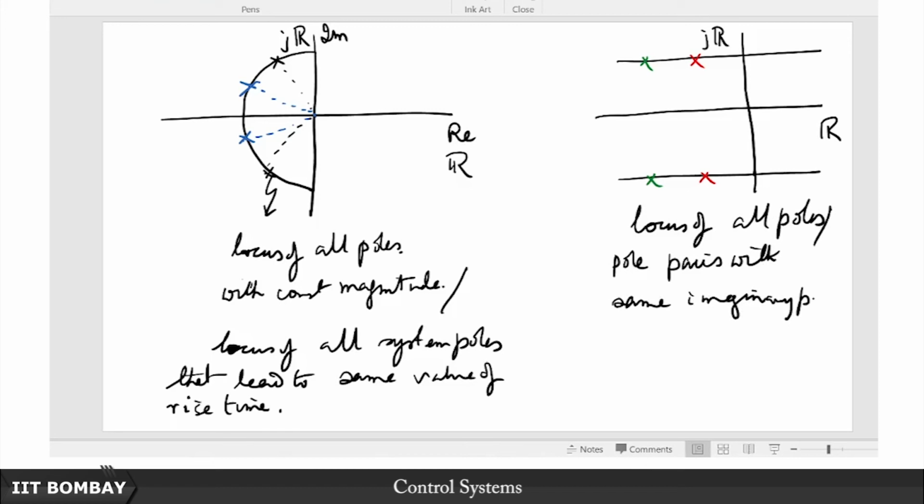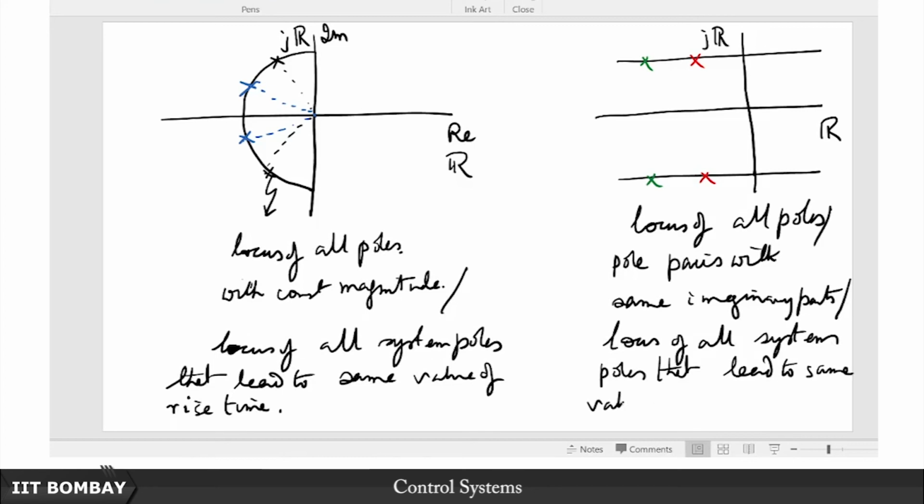But no sooner do we observe that this is the locus of all poles with the same imaginary part, can we also deduce that these are also the locus of all second order system poles corresponding to the same peak time. So in other words, we now translate it in our parlance as the locus of all system poles that lead to the same value of peak time.